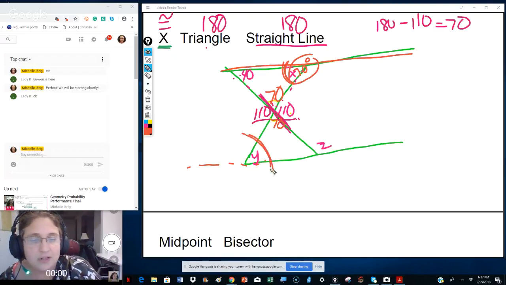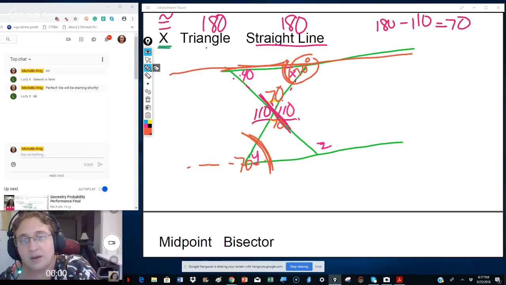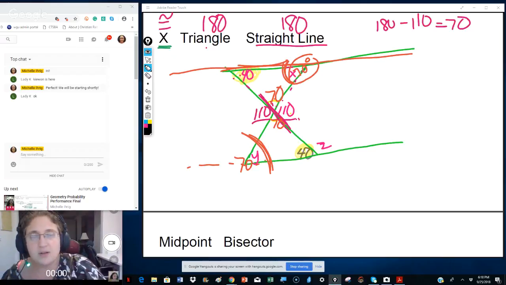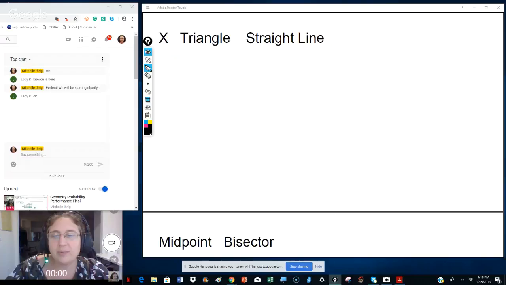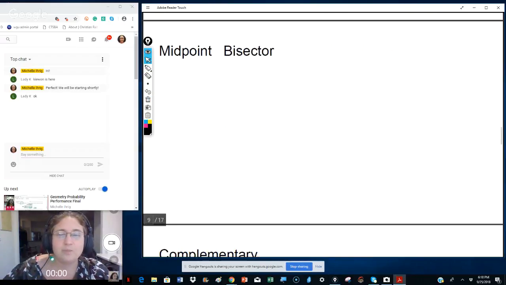I can see I have alternate interior angles. You can see that there's a Z. So that means this has to be 70. And here, with the highlight tool, this 40 here and this angle right here are also alternate interior angles. So this is 40. So the main thing to look for is, can I see an X? Can I see a triangle? Can I see a straight line? Now you also can look for a Z. Z's give you alternate interior angles. You can definitely look for that. The X, triangle, straight line is pretty much always going to get you where you need to go.